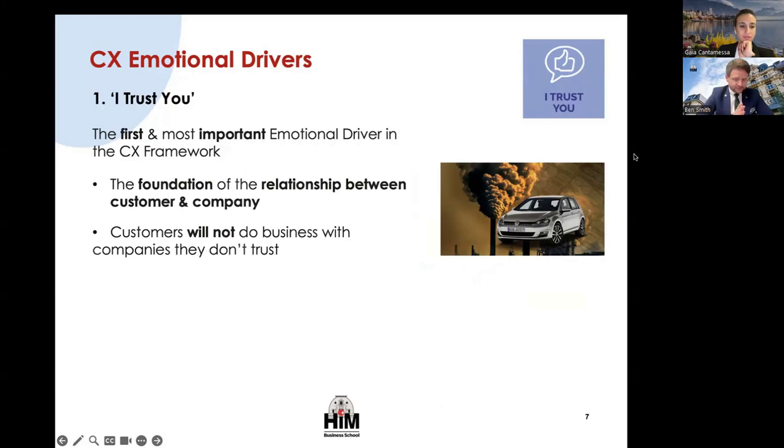So let's start with trust. I start with this emotional driver because it is the first in the framework, but it's also the most important. As a company, if you don't have the trust of your customers, you don't have anything, essentially. I've included an example on the right. I won't talk too specifically about this company, but you may have been aware of this company and how, unfortunately, they lost the trust of their customers. And it was based around not being completely honest and authentic with them. However, this company is now working on rebuilding their image and taking steps to build trust.